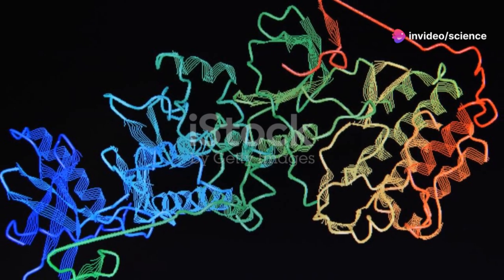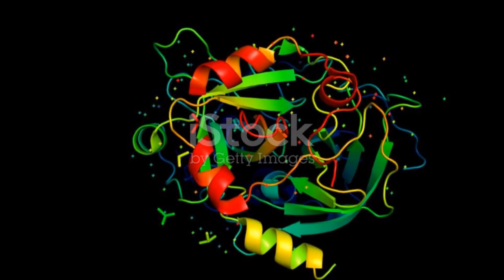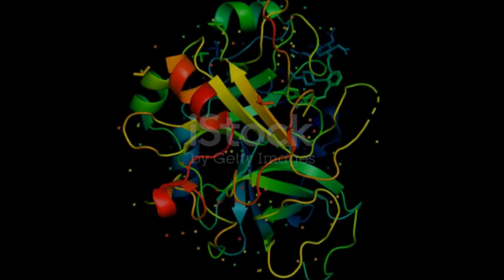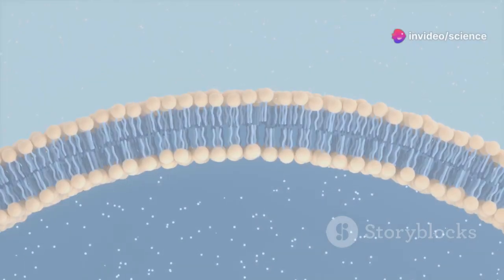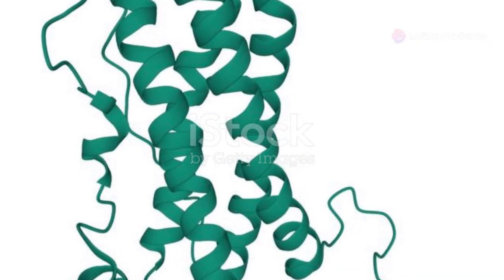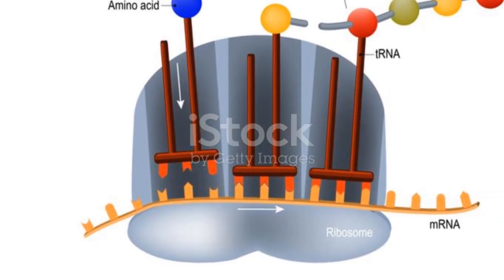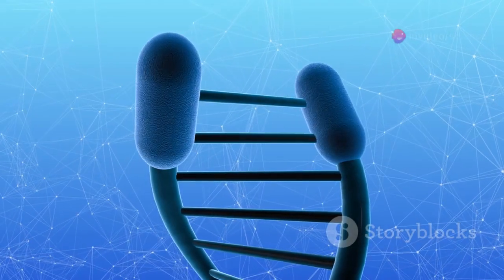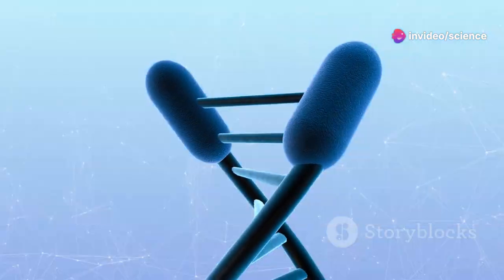The diversity of protein shapes and functions is truly remarkable. Some proteins are globular, like tightly wound balls of yarn, while others are fibrous, like long, sturdy ropes. Some proteins are embedded within cell membranes, while others float freely in the cytoplasm. The specific sequence of amino acids in a protein determines its unique three-dimensional shape, which in turn dictates its function. Even a single amino acid change can drastically alter a protein's shape and function, potentially leading to disease.